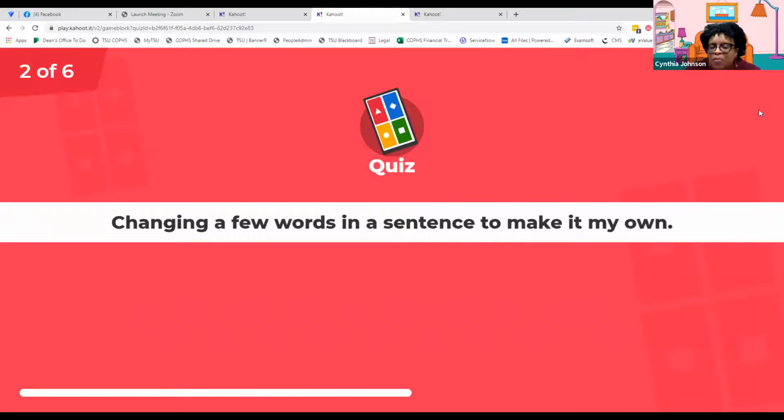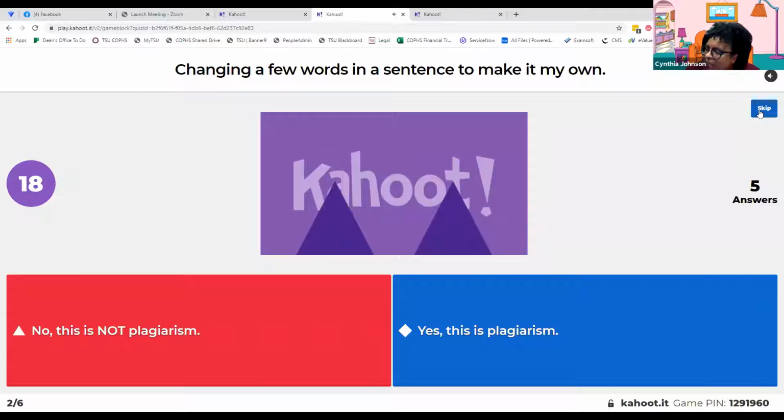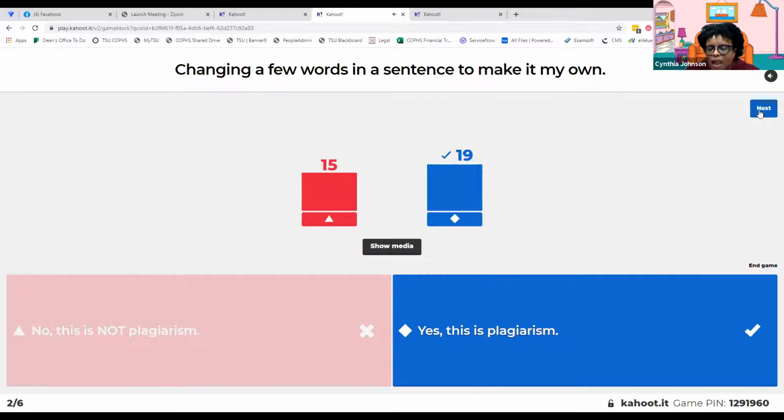Question 2, but what if I change a few words in a sentence and make it my own? Oh, we've got a mixed crowd on that. That is still plagiarism. It takes more than just changing a few words here and there. That would still be considered plagiarism.